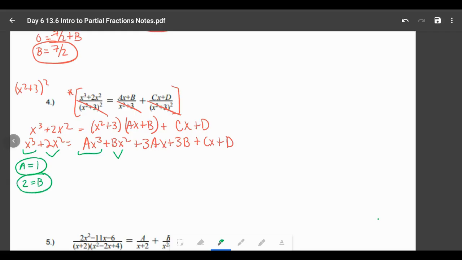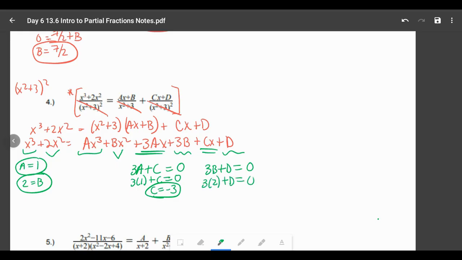All right, for my x's, I've got 3a plus c. That equals no x's on the left side. I do know what a is, so 3 times 1 plus c has to equal 0, so c is equal to negative 3. And then for d and b, we have 3b plus d has to equal any constants on the left side, which is 0. All right, so now I'm going to substitute in 3 times 2 plus d equals 0, and d equals negative 6.